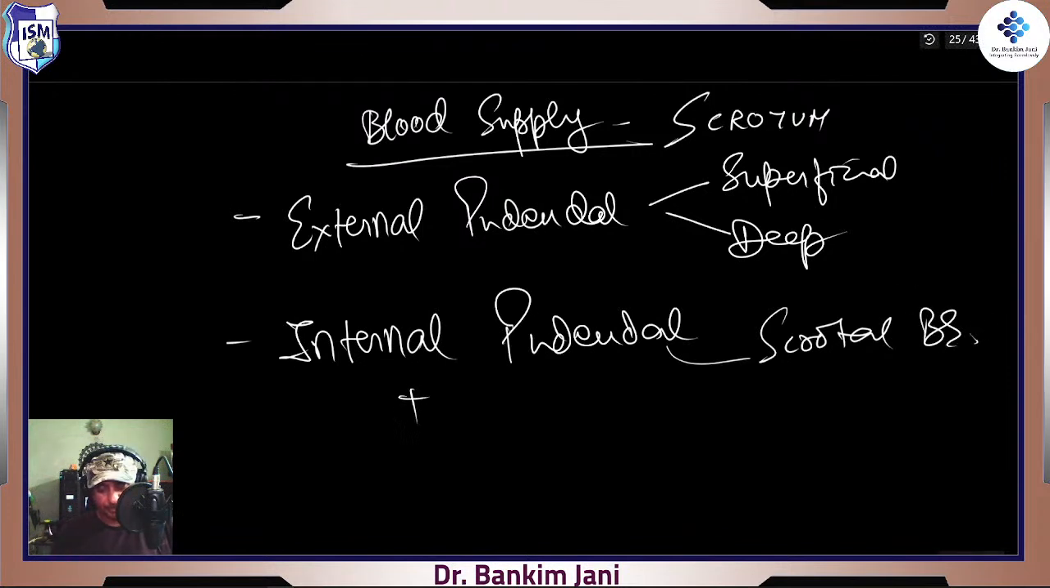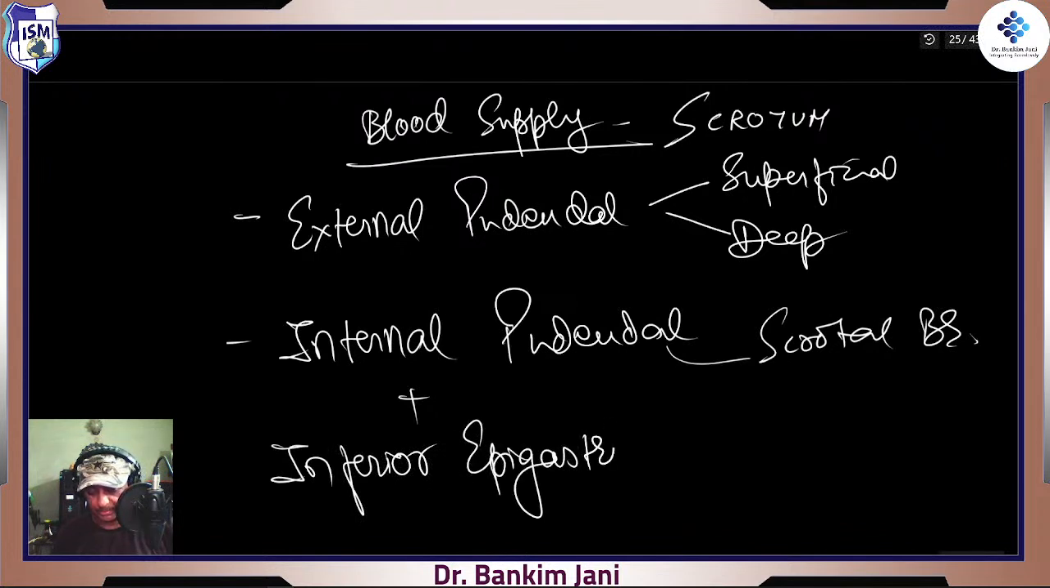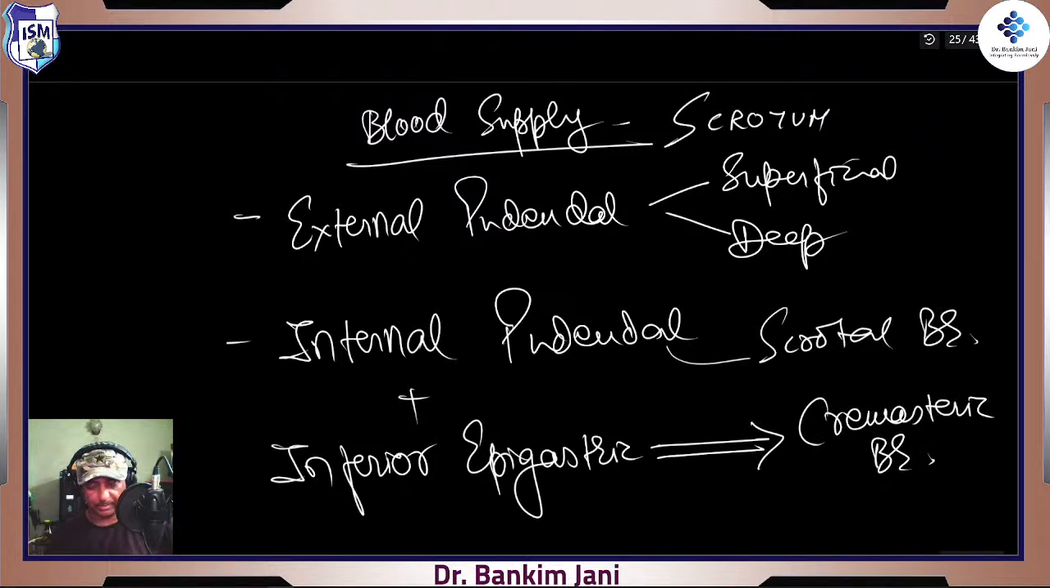And finally, just plus, this is the inferior epigastric. The inferior epigastric, for the cremasteric muscle, will give the cremasteric branch, just to know. But these two you must know, the external pudendal and the internal pudendal.